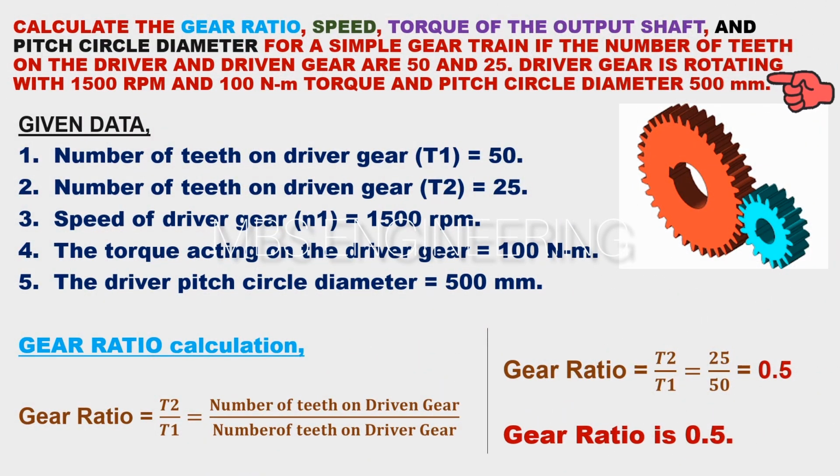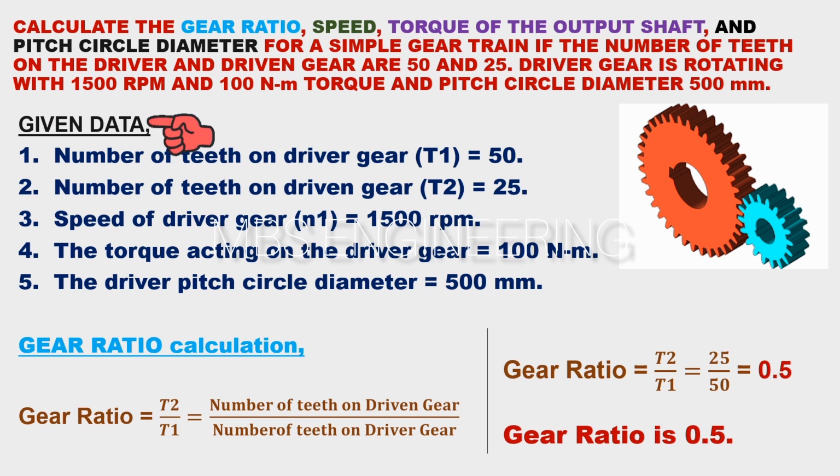Next, we will calculate the gear ratio. Let's see an example. To calculate the gear ratio, speed, torque of the output shaft, and pitch circle diameter for a simple gear train, if the number of teeth on the driver and driven gear are 50 and 25. Driver gear is rotating at 1500 rpm and 100 Newton meter torque and pitch circle diameter 500 millimeters.